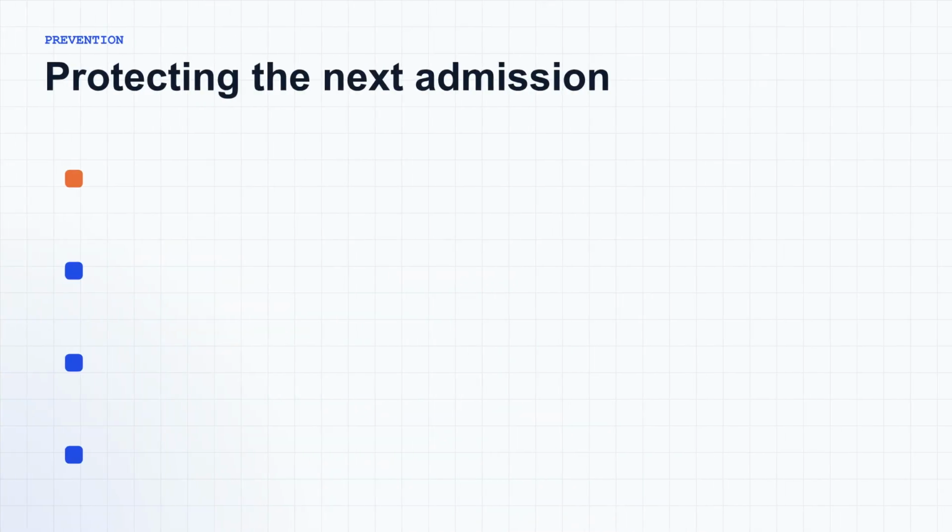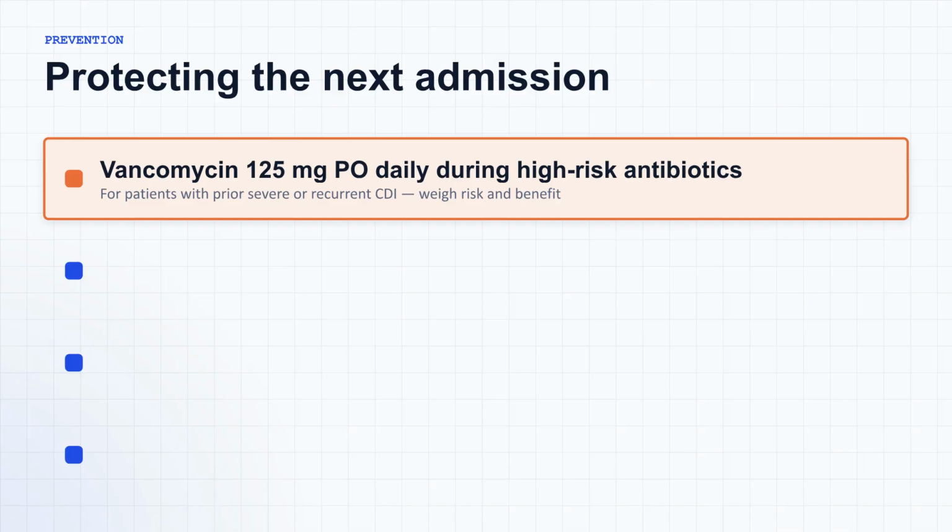Finally, prevention. For a patient with a history of severe or recurrent C. difficile who now needs antibiotics for something else, oral vancomycin, 125 mg once daily during that antibiotic course, lowers the risk of recurrence. Weigh the risks and benefits individually. This is not for everyone.